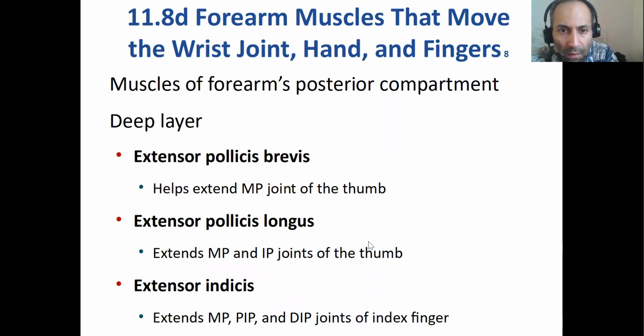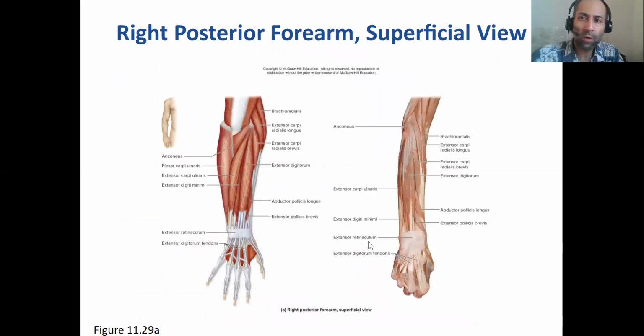All right. Okay, now we are looking at the extensor compartment. This was the flexor muscles that we were looking at. Now we're looking at the back, which is the extensor compartments, okay? So let's see what those muscles are in a superficial view. So you have the brachioradialis. This one is a flexor of the forearm. These are the extensors. Extensor carpi radialis longus.